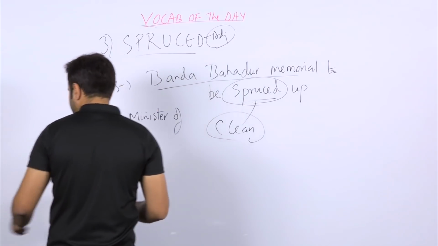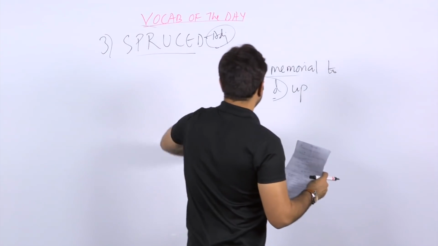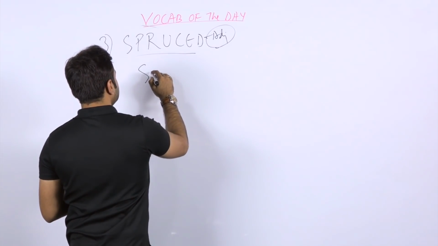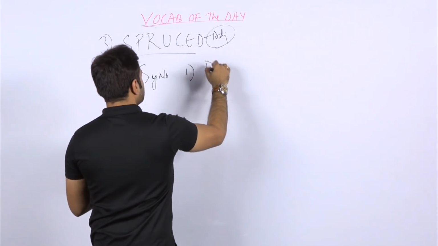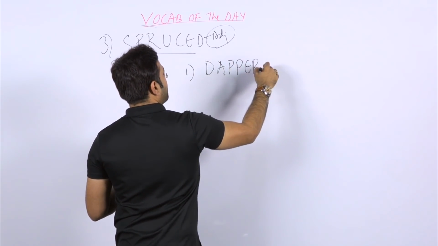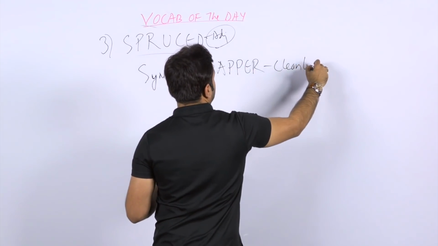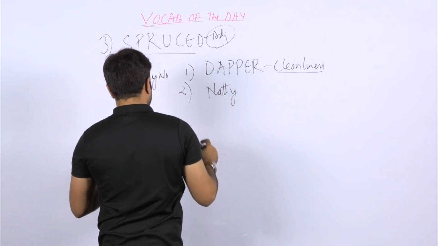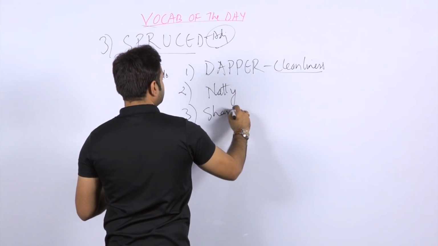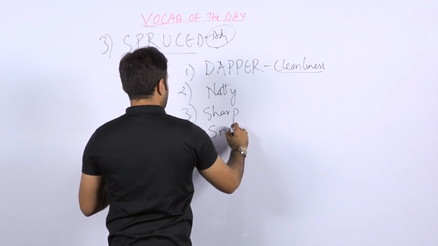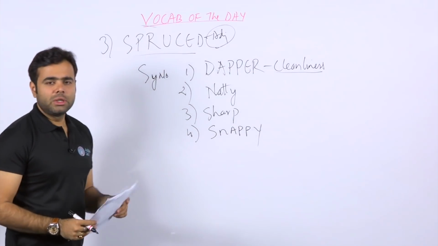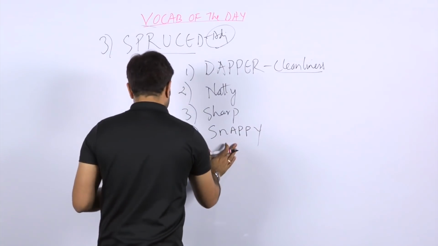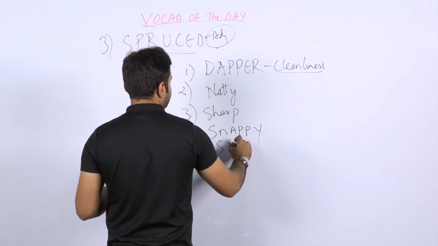So spruced, what can be the synonym? Now let's talk about the synonym. For spruced, the first word I have used is dapper. Dapper is in the sense of cleanliness. Second word is natty, N-A-T-T-Y. Third is sharp, fourth is snappy, I hope it's visible, and fifth word is smart, S-M-A-R-T.